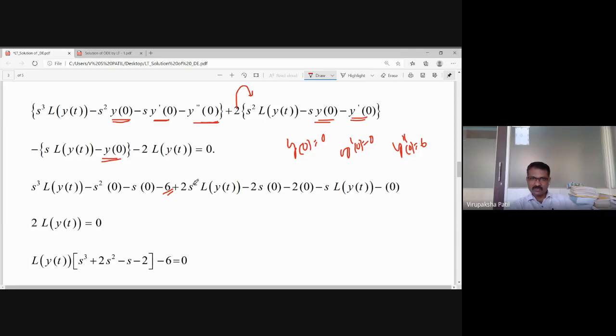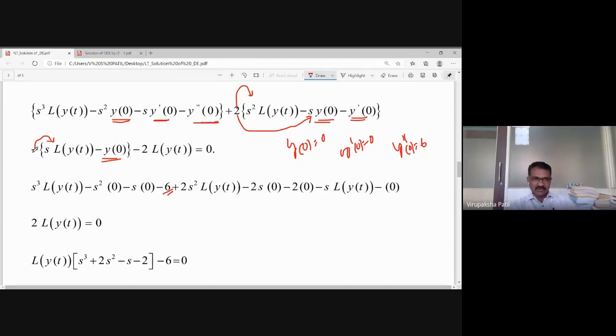So 2 into s square into L of y of t as it is. Then this becomes minus 2s into y of 0, which is 0, as written here. Then minus 2 times y dash 0, which is also 0. So I have written here 2 into 0 minus. Why is it minus? Because it is minus of this. Take this minus inside the bracket. So it becomes minus s into L of y of t.